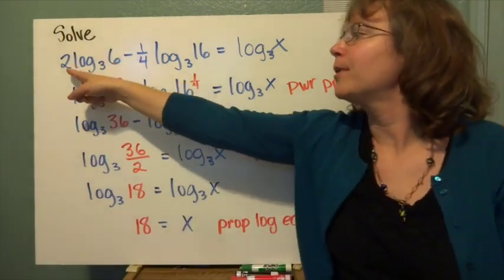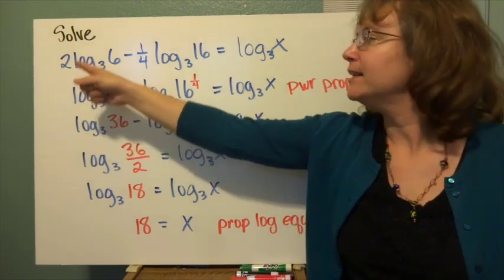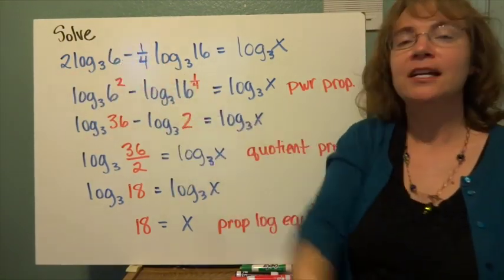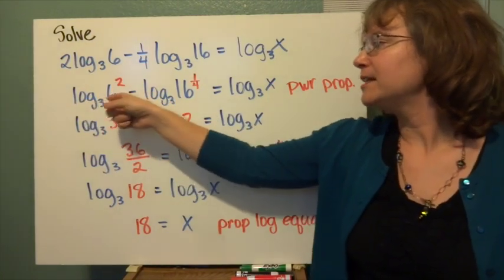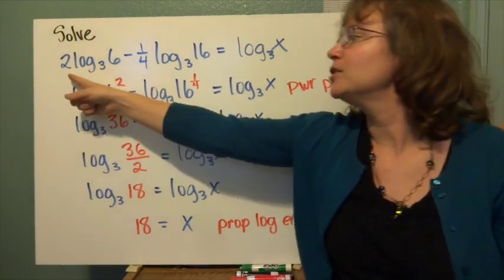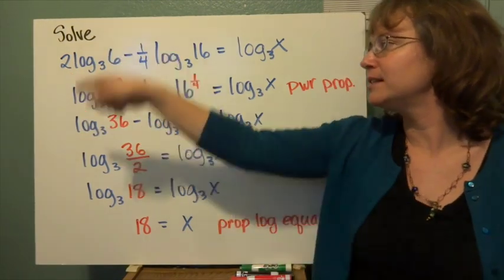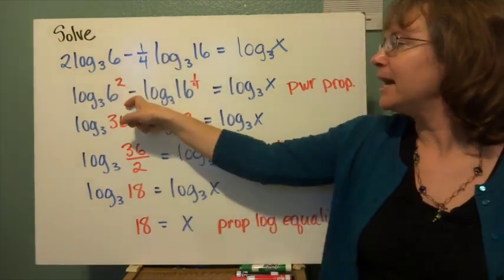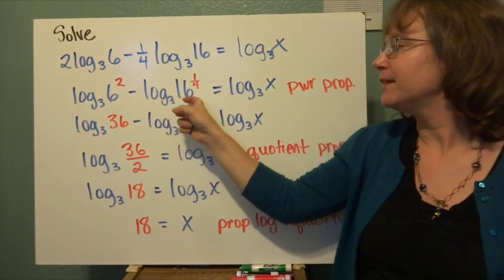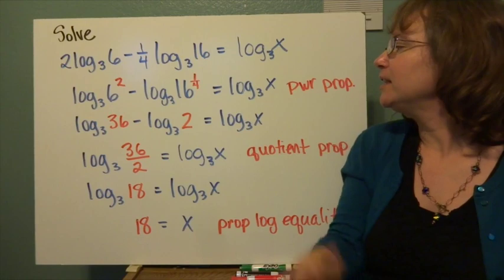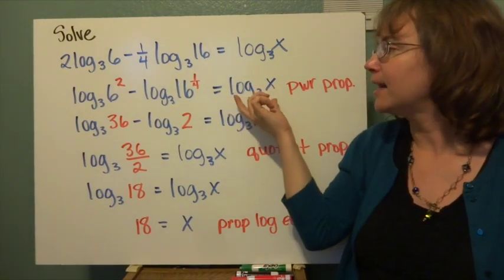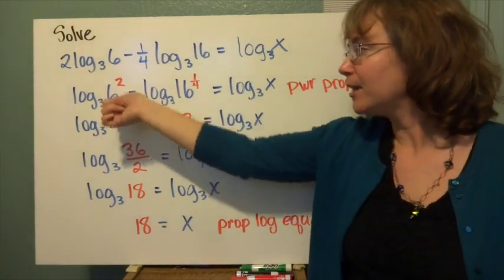So I have my number out in front, and I can use the power property to just make that be an exponent. So log base 3 of 6 squared, just making that be an exponent instead of pulling it out in front, minus log base 3 of 16 to the 1/4. Again, just making that be an exponent, and I didn't change anything on this side.